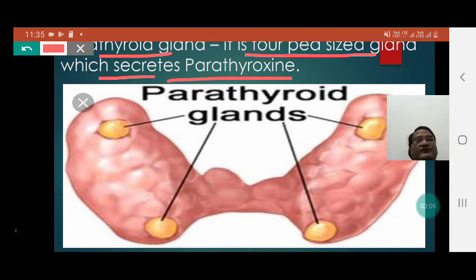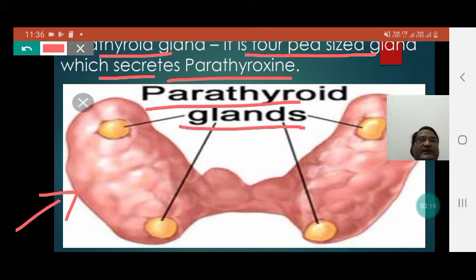Students, we can understand the concept of parathyroid gland with the help of this picture, where you can easily notice the parathyroid glands. Students, these are the parathyroid glands, which are 4 pea-sized glands and which remain present on the ventral surface of the thyroid gland.